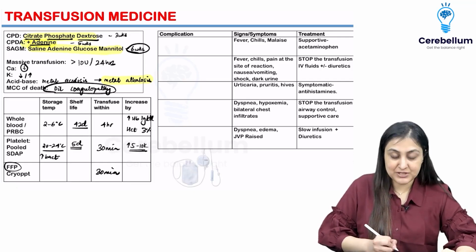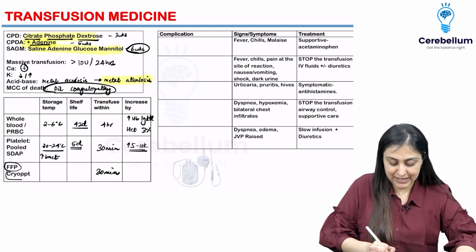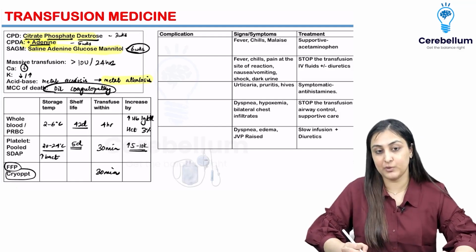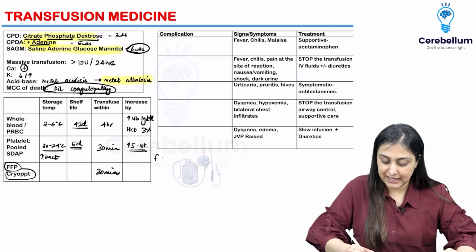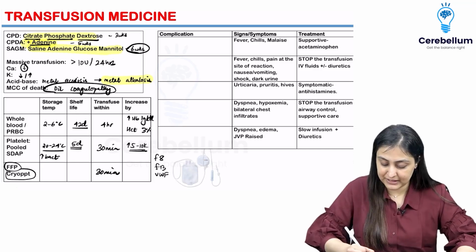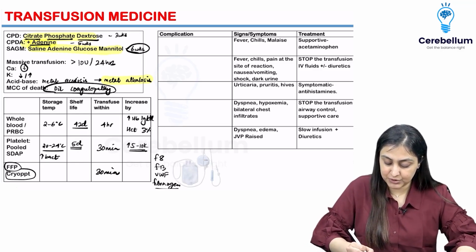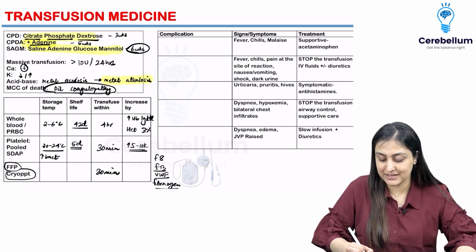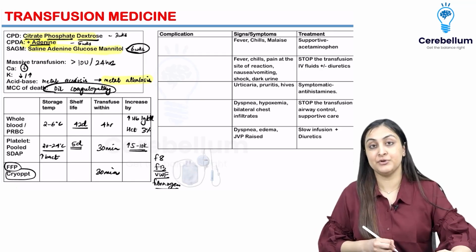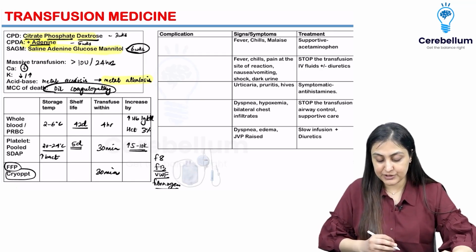FFP has almost all of the coagulation factors. Cryo is very important. So what does cryo have? Cryo has factor 8, cryo has factor 13, and cryo has von Willebrand factor in addition to fibrinogen. Okay, so this is what you can give in factor 13 deficiency, von Willebrand disease, as well as afibrinogenemia. All right. So remember this.